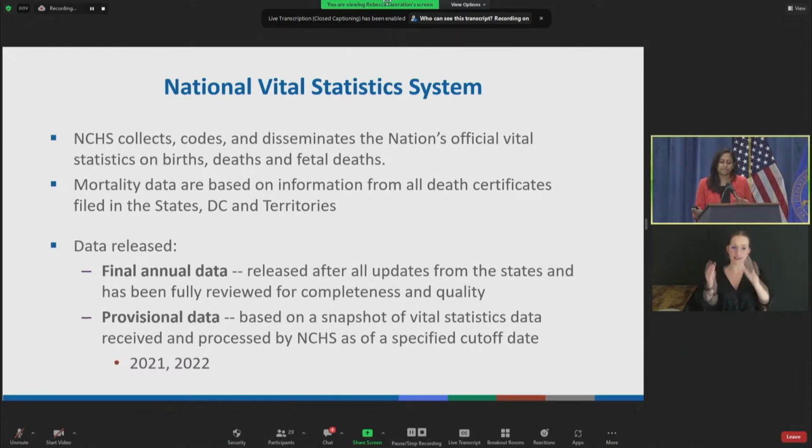And the data that we released, you can kind of think of it in two terms. There's the final annual data, which are after all of the updates from states are received and processed, and we fully review those for completeness and quality, and that's what our official annual reports are based on. And then there's also provisional data, which is based on a snapshot of the data that we've received as of a specific cutoff date. And so currently the data for 2021 and 2022 are provisional, and a lot of the data that I'll be talking about are the provisional data from these most recent 2 years.